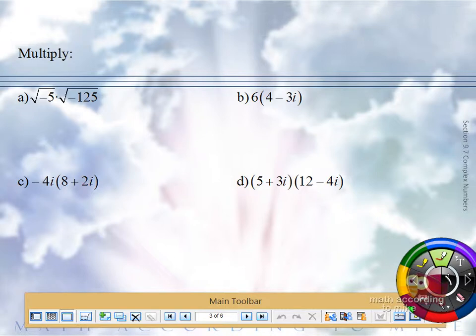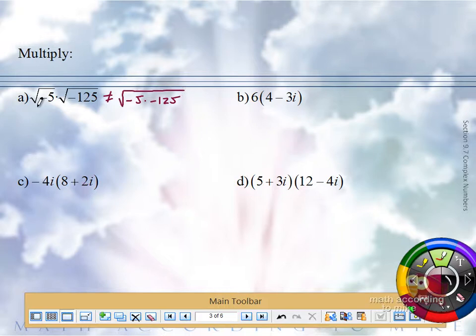In part A, what you are not allowed to do is write this as the square root of -5 times -125. The reason is that multiplication of radicals in this format is only defined if the individual radicals are real numbers. The individual radicals are not real numbers, they're imaginary because they're square roots of negatives. So you cannot rewrite it as a radical of a product. You have to keep it as a product of radicals.